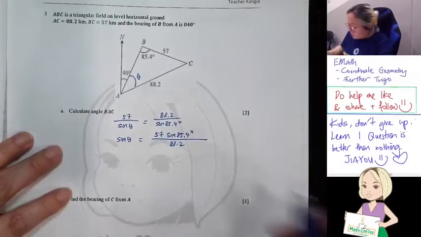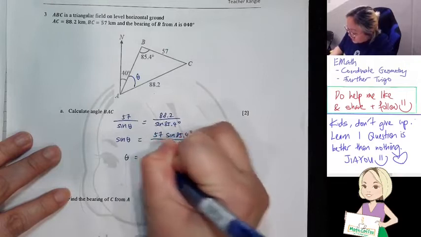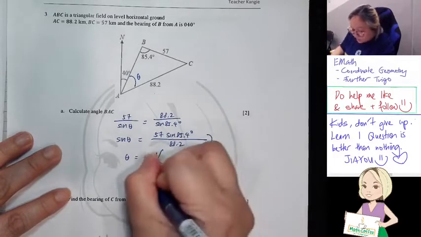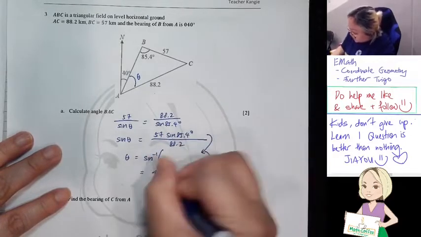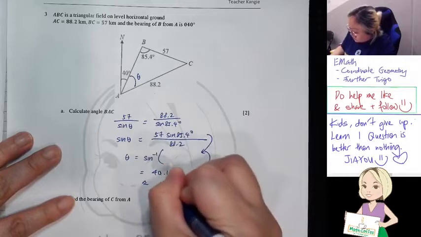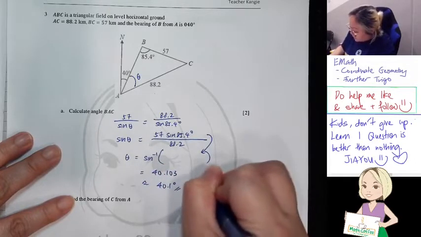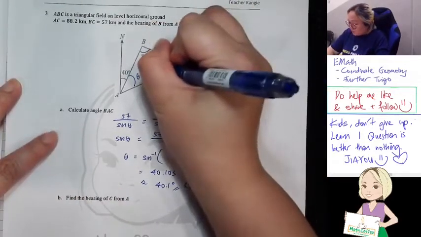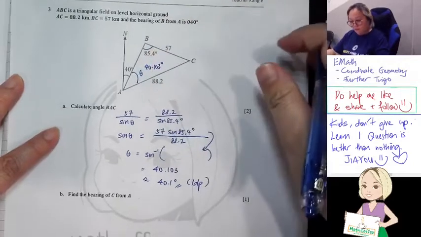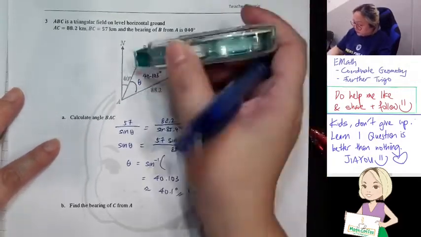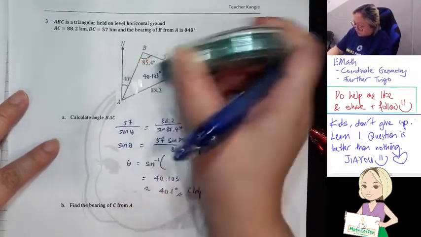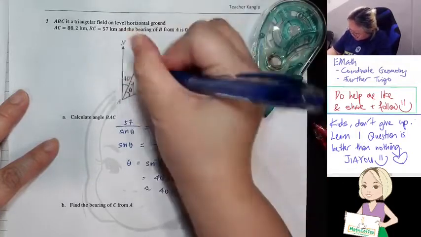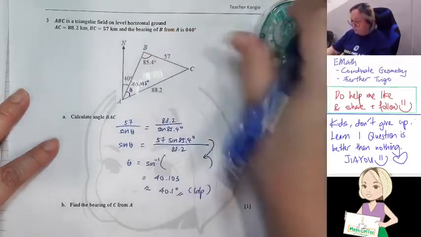Then after that, we will do theta equals sine inverse. So put this whole thing inside, then after that it will equal 40.103. Round it off to 1 dp, 40.1 degrees. So again, update the diagram. So this one is 40.103 degrees. This one later I'm going to adjust a bit.